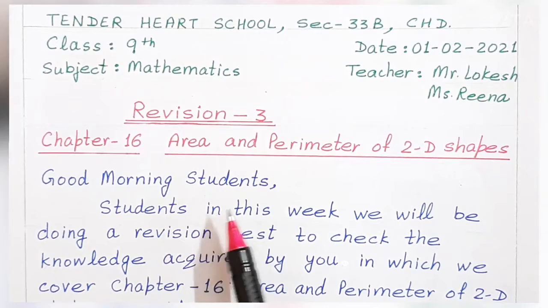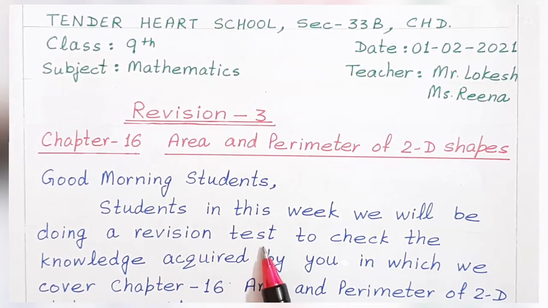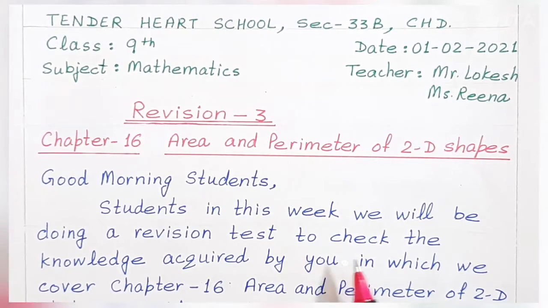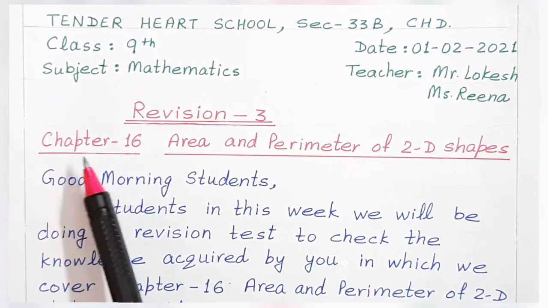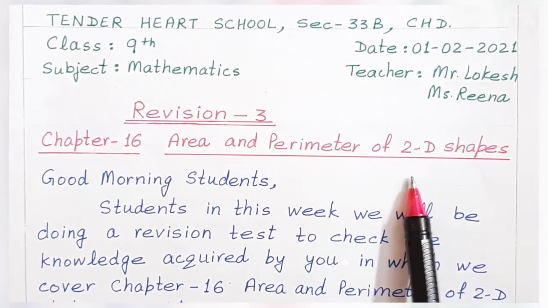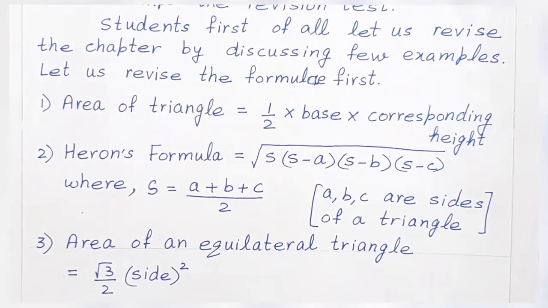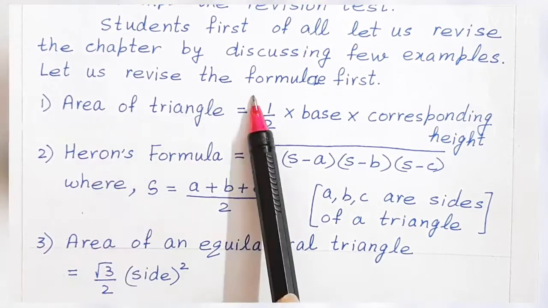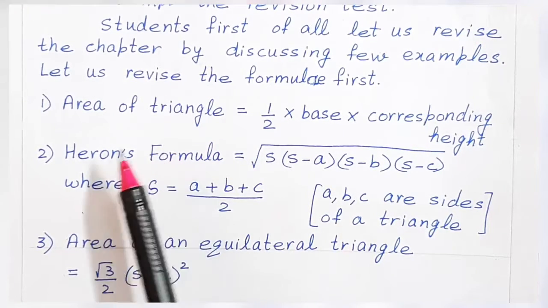Students, in this week, we will be doing a revision test to check the knowledge acquired by you, in which we will cover chapter 16, area and perimeter of two-dimensional shapes. Now, first of all, let us revise the formulas.